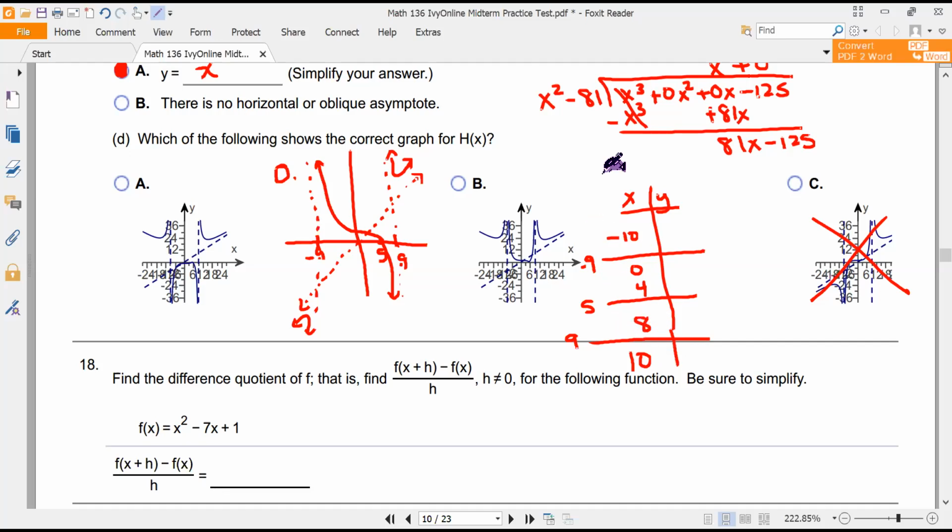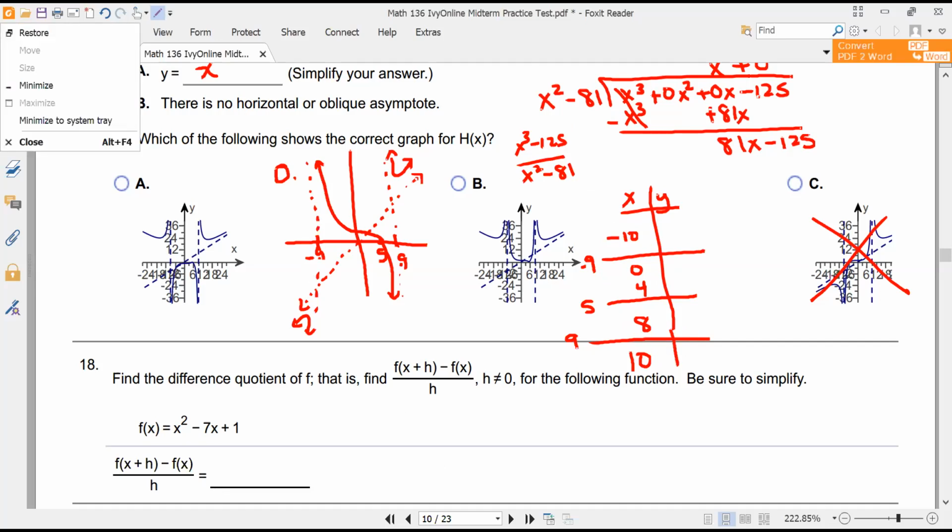So you would want to go through on your equation, which was x cubed minus 125 over x squared minus 81. It's usually easier to plug it in before you factored it. And we would do these individually. So if you don't know anything about the end behaviors and stuff like that, this is the best way to get the graph, is just to do a little rough sketch with your ordered pairs.